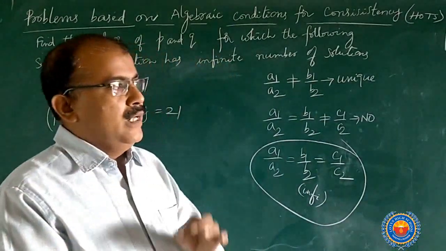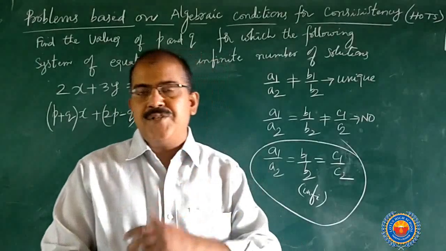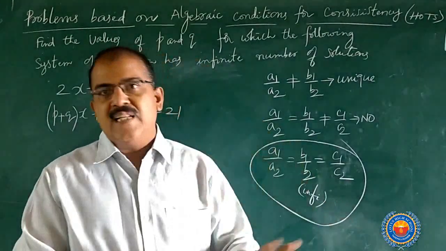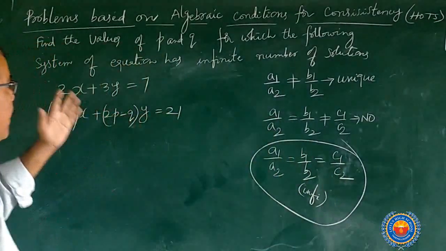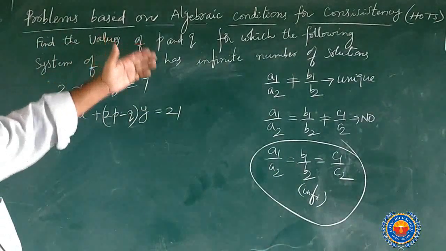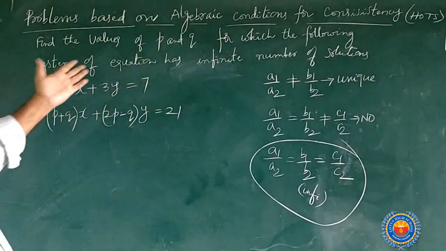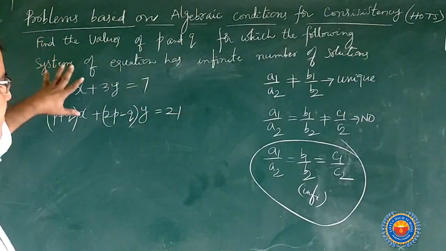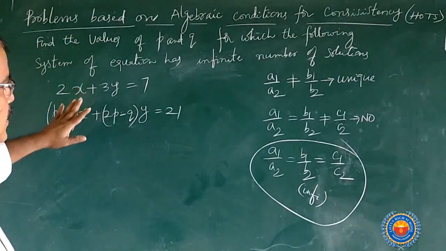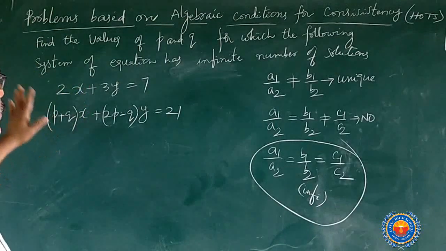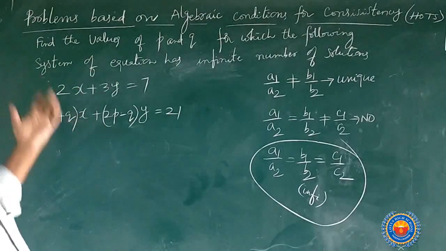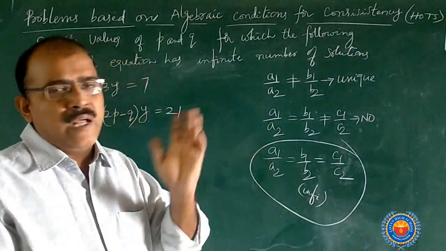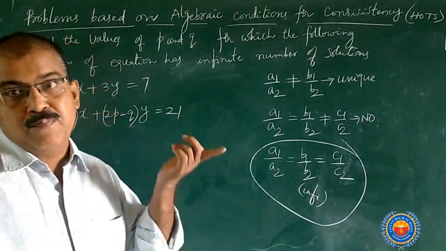Now, if it is infinitely many solutions, what is the condition? a1 by a2 is equal to b1 by b2 is equal to c1 by c2. So, based on this condition, this is the given sum. What is the given sum? Find the values of p and q for which the following system of equations has infinite number of solutions. If this system of equations has infinitely many solutions, find the p and q values. In the last video we found only the k value or a value, only one variable. Now two variables, p and q.